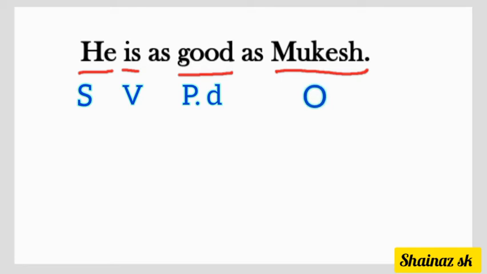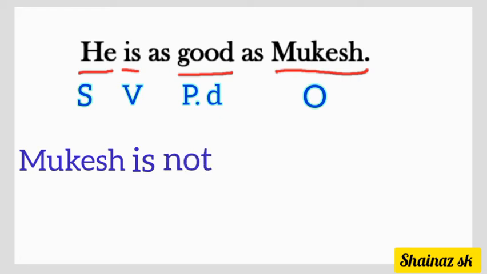So at first we will bring the object at subject place. So we will write Mukesh, then it will be followed by verb, that is, and next you see we have to add the negative word if the given sentence contains no negative word. Okay, so we will add here not and then we will remove as from the given sentence. Okay, next step is to write the comparative degree of the given adjective. So comparative degree of good is better. So we will write here better.